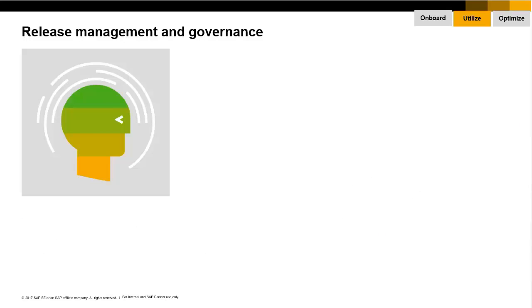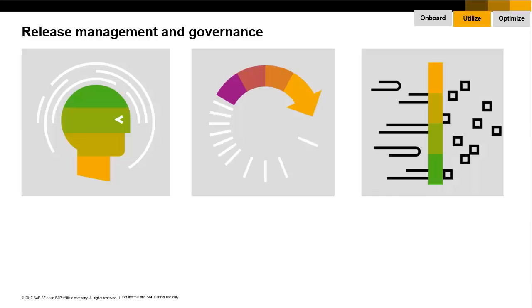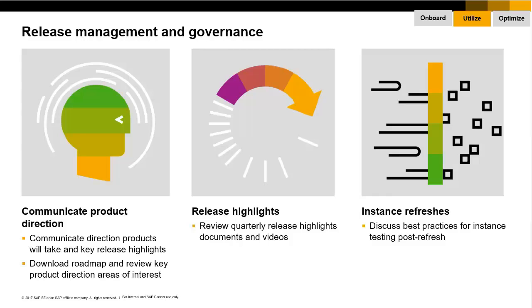Some key areas to discuss as part of ongoing release management and governance include communicating product direction, reviewing release highlights, and encouraging the use of the instance test refreshes. Let's take a look at each one of these.